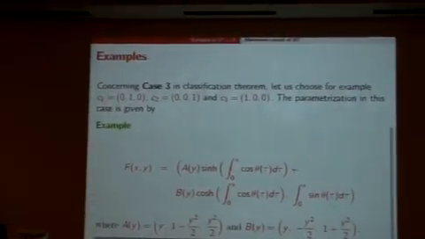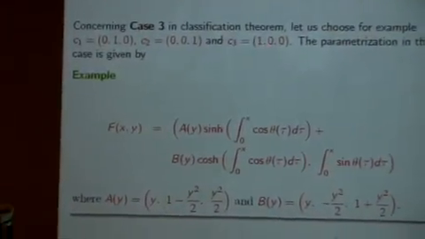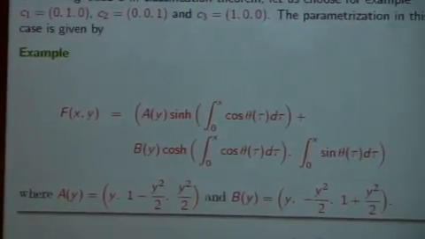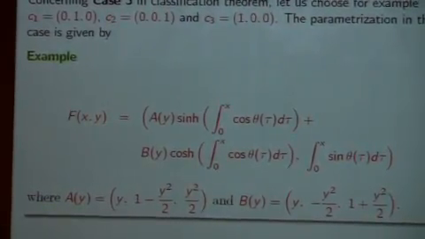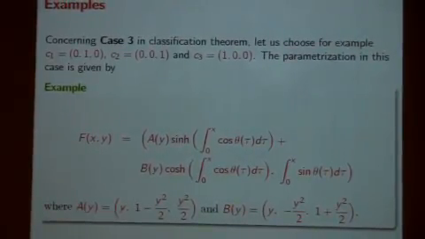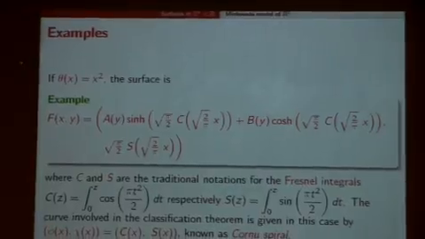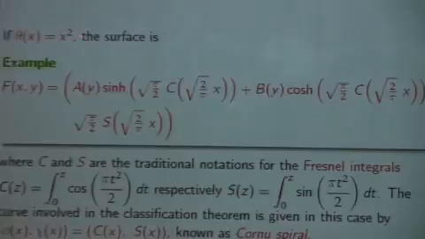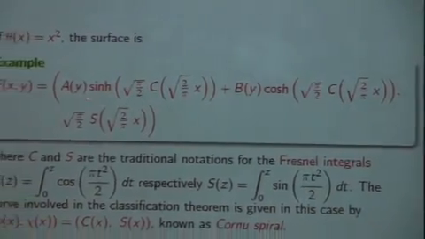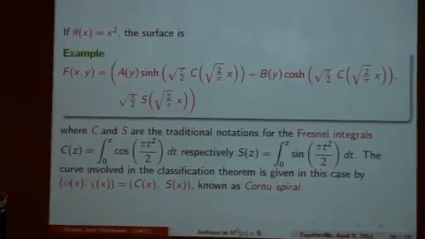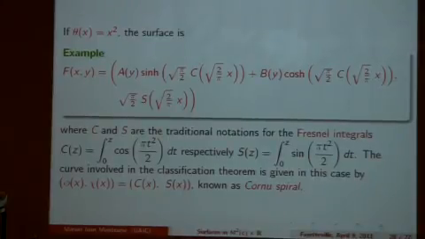Another example, in the third case, if we give particular values for the constant vectors, we obtain this example, which is essential. We will see it later. And finally, if the angle equals x squared, we have this example, and this corresponds to the curve phi hat being a Cornu spiral.